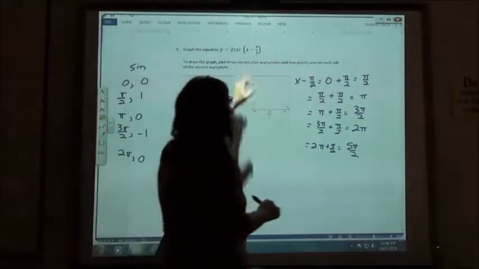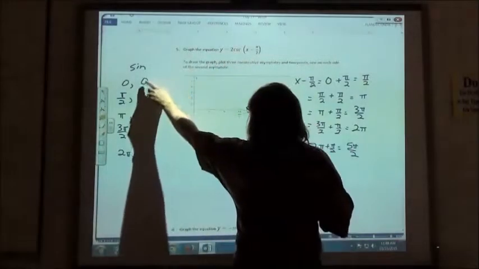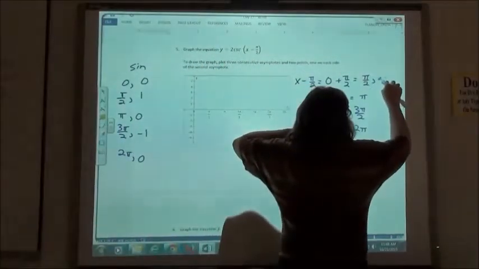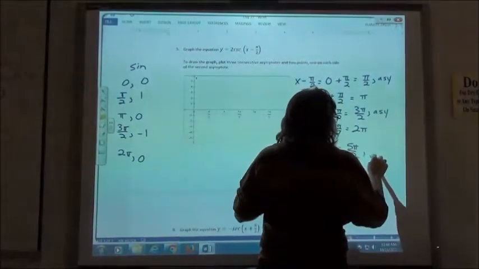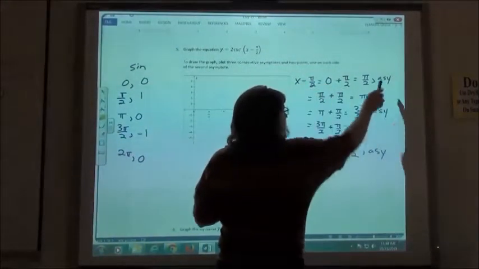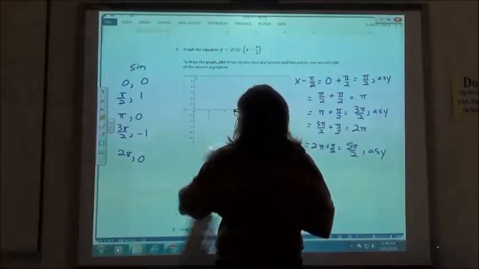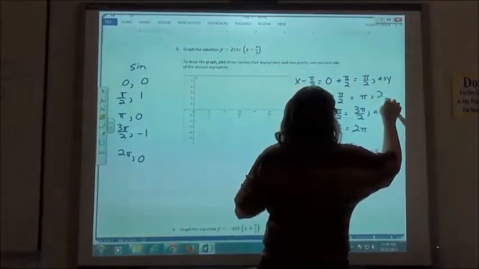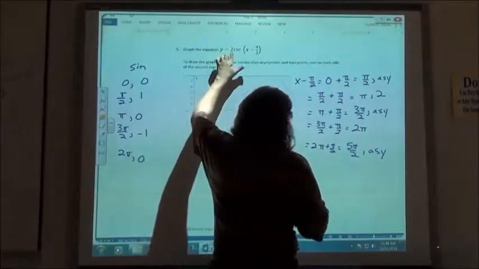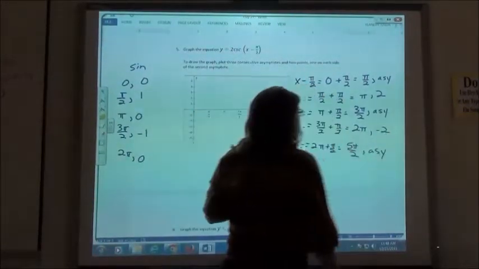Sine curve is the inverse of the cosecant. So if this is a 0, this is going to be an asymptote. This is going to be an asymptote. This is going to be an asymptote, starting, middle, end. Normally we go up. 1 times 2 is 2. -1 times 2 is -2.